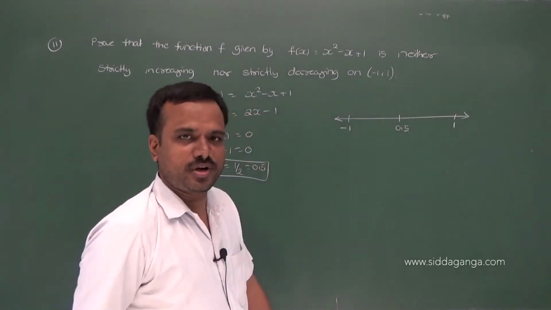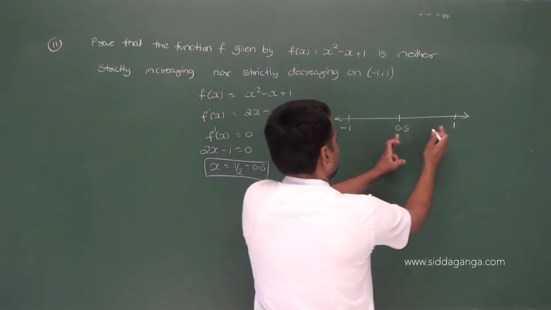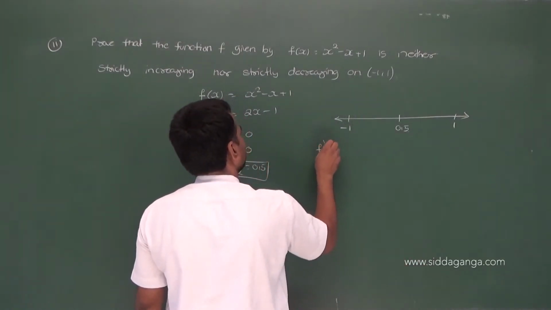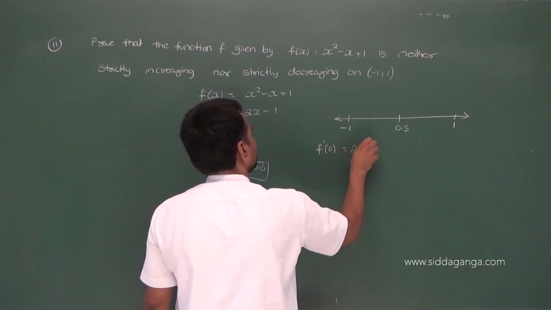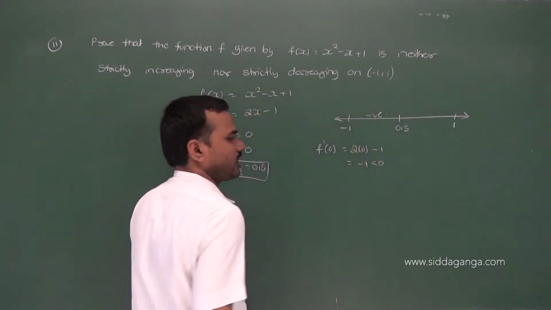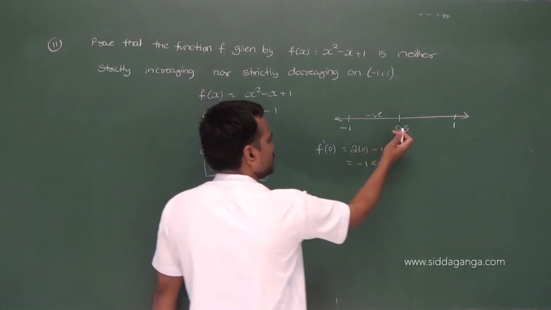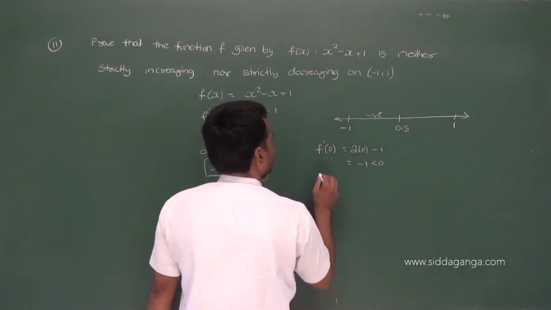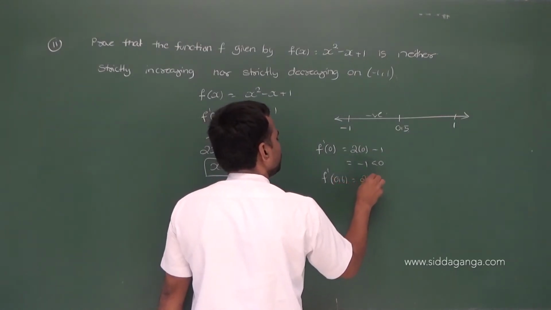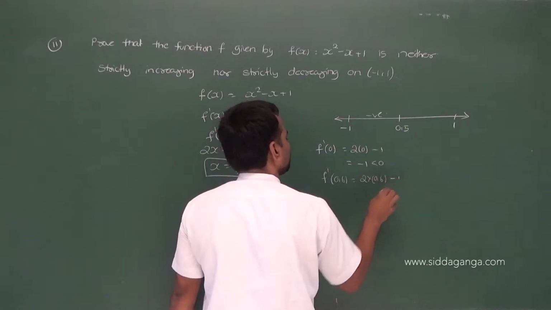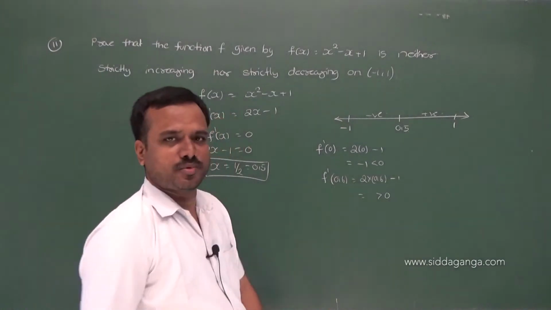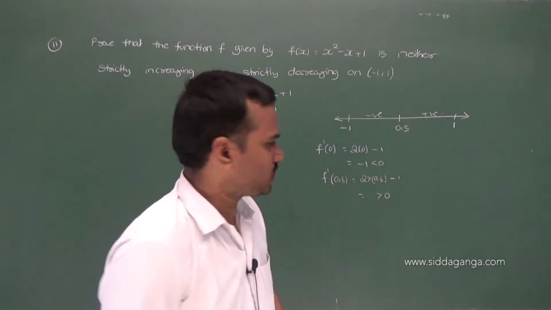0.5. In this interval we check, and in this interval we have to check. In this interval, 0 is there, f dash of 0 is 2 into 0 minus 1, it is minus 1, less than 0, negative. Correct? Negative. After 0.5, we take f dash of 0.6. 2 into 0.6 minus 1, no doubt, it is greater than 0. The value is positive, right?